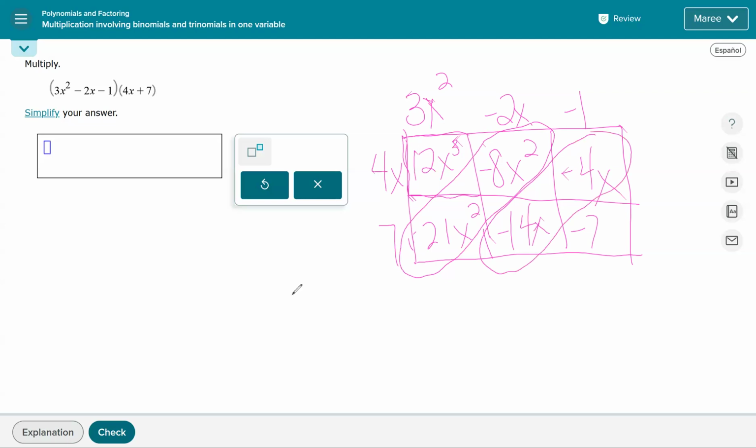So we're left with 12x cubed, and then 21 minus 8 is 13x squared. And then negative 4 minus 14x is negative 18x, minus 7. I like doing it best that way. You multiply first, you multiply in the boxes, and then you add the like terms you get in the boxes.